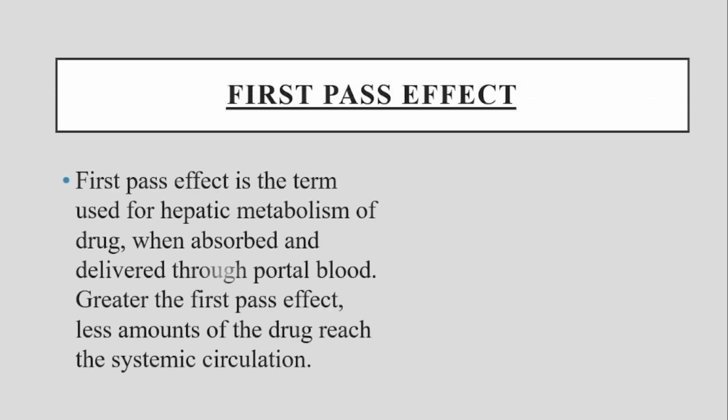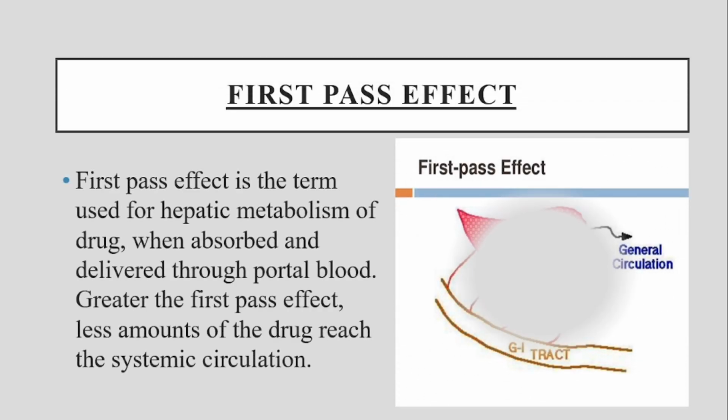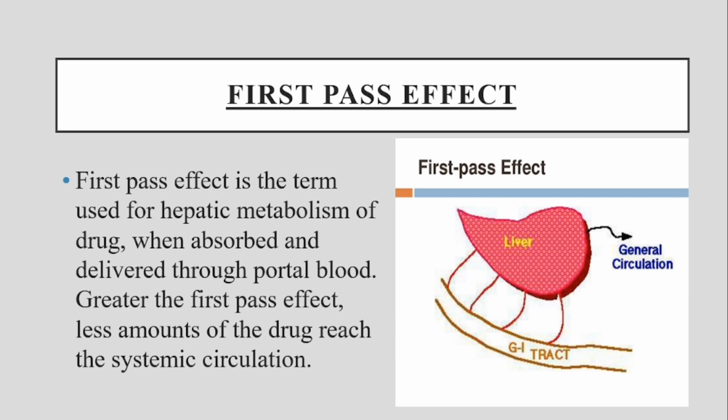Now what is first pass effect? First pass effect is the term used for hepatic metabolism of the drug. When the drugs are absorbed and delivered through the portal vein to the liver, metabolism of the drug takes place inside the liver. So greater the first pass effect, less amount of drug reaches into the systemic circulation.